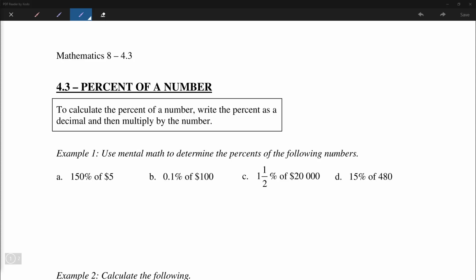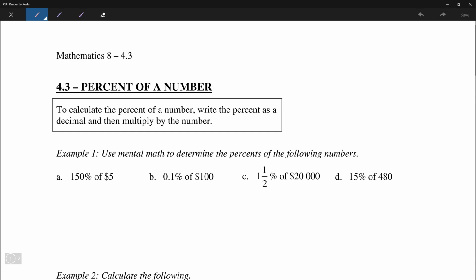Hello everyone. So today we're going to go over section 4.3, percent of a number. To calculate the percent of a number, we can write the percent as a decimal and then multiply it by the number. And in some cases, we can use mental math to determine the percent of numbers as well. So here in example 1, we'll try to use mental math.